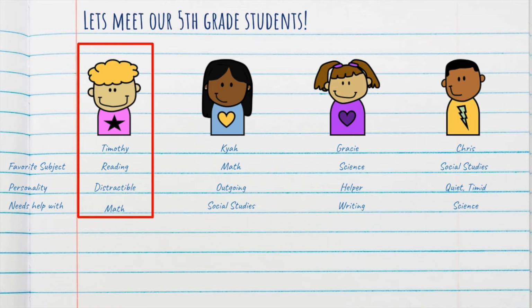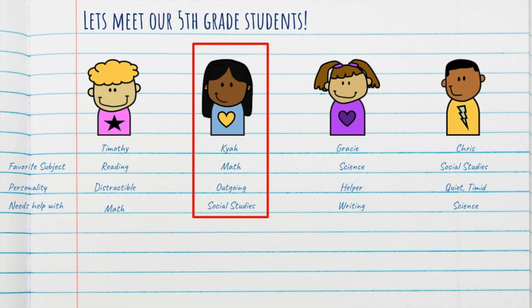Timothy's favorite subject is reading. He is easily distracted and has a difficult time with math. Kaya's favorite subject is math. She is very outgoing and loves to interact with just about anyone and is great at making others feel included. She has a difficult time with social studies.